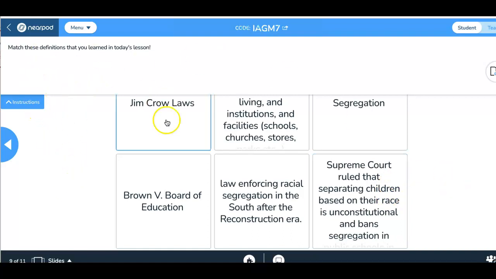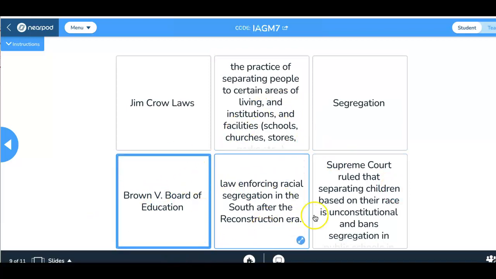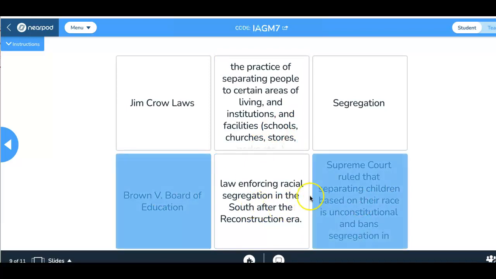I have the students match the definitions that they learned in today's lesson. So what they can do is they can match these definitions to its correct term. Say like Brown versus Board of Education. They would have to find what matches, and it would be this one right here. And if they get it right, they would have that check mark. So once they match it all correct, they can move on to the next.